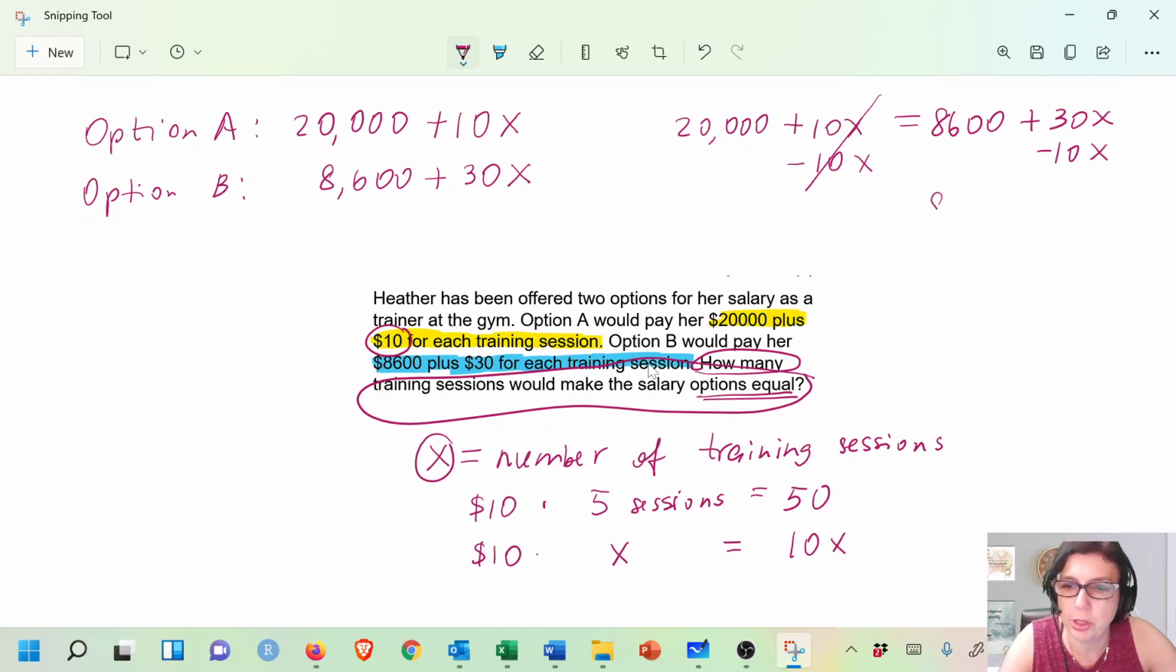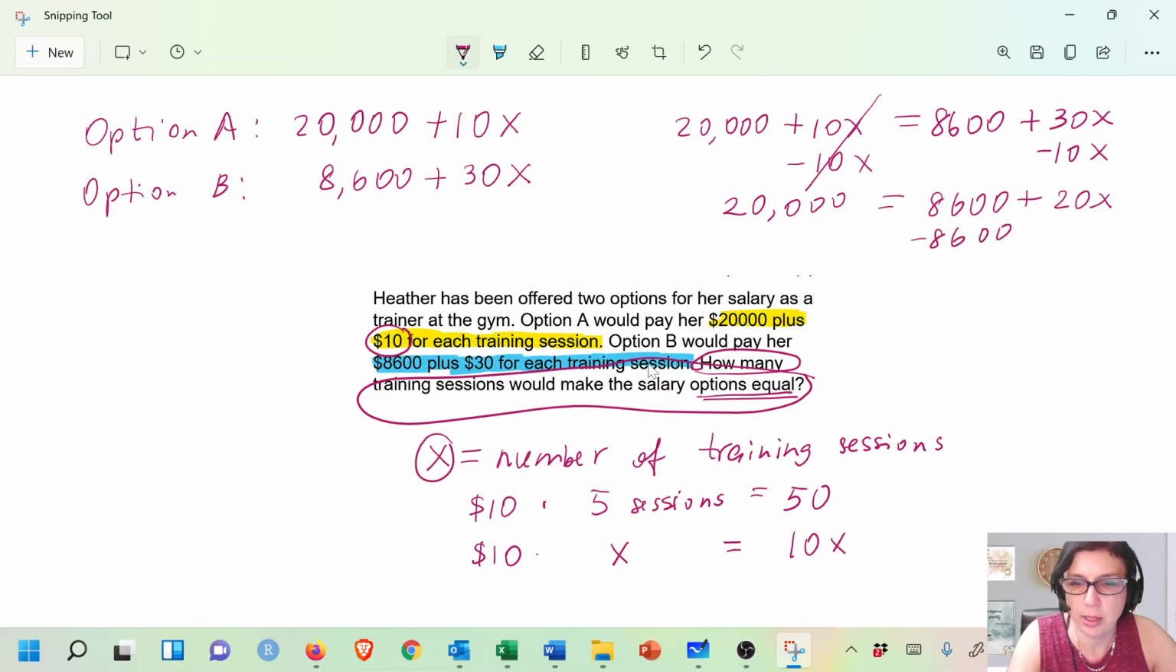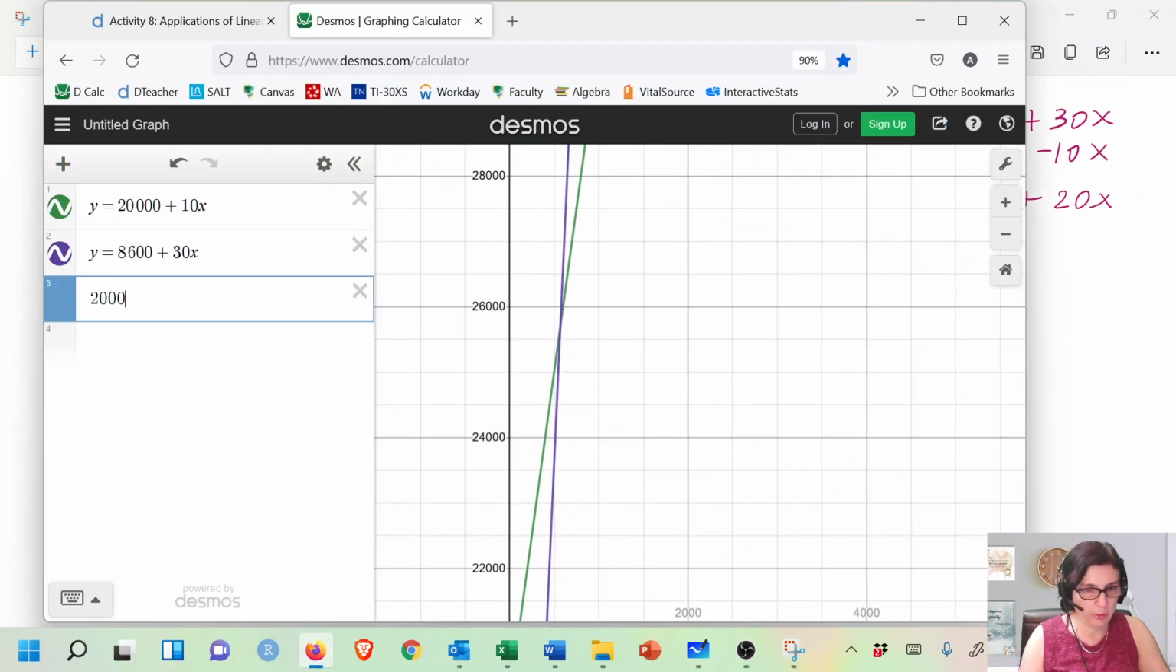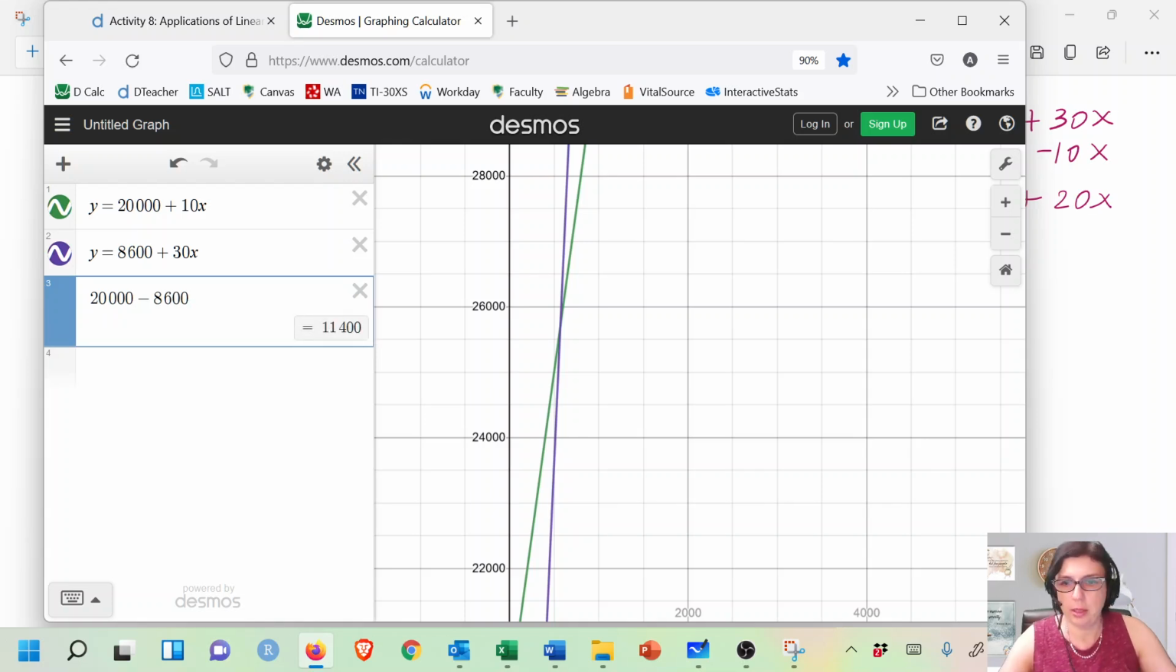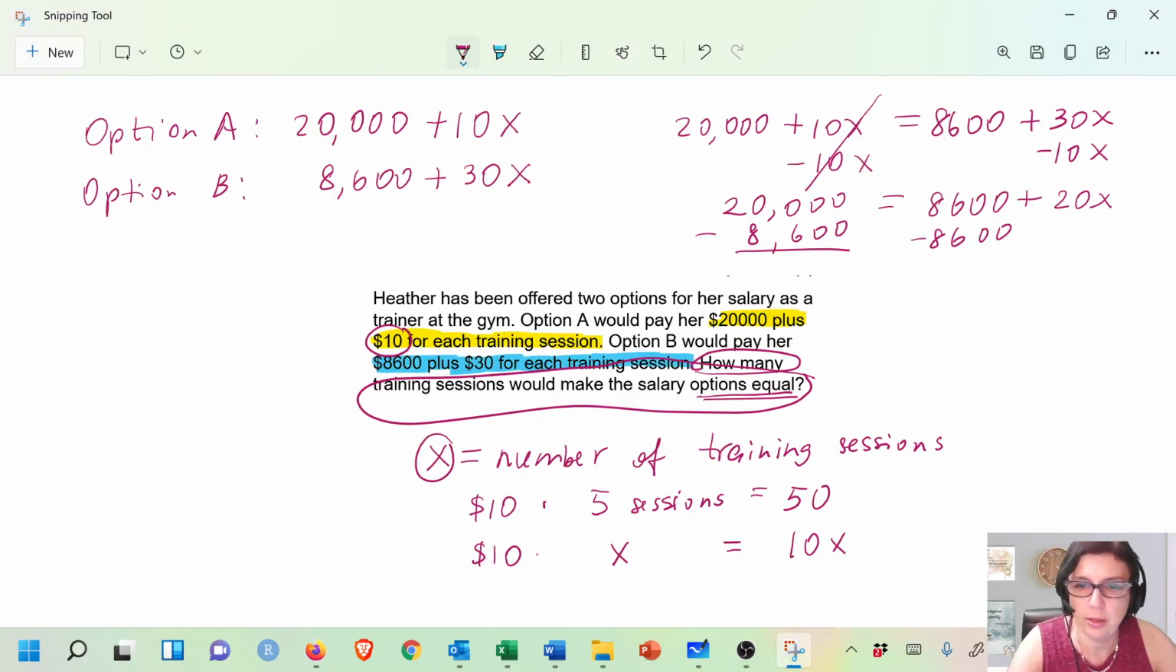It's not a problem. So 30x minus 10x is like 30 sessions minus 10 sessions, which would be 20 sessions. And that's equal to 20,000, right? The next step is to subtract 8,600 from both sides. You'd have to use a calculator unless you want to do this in your head, which I don't recommend. So I get 11,400 for that. Probably could have done it in my head, but whatever. So that's equal to 20x.